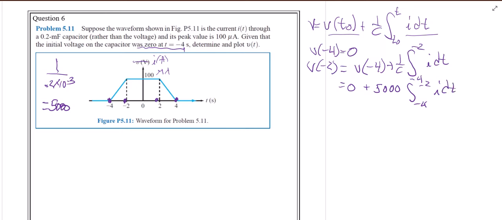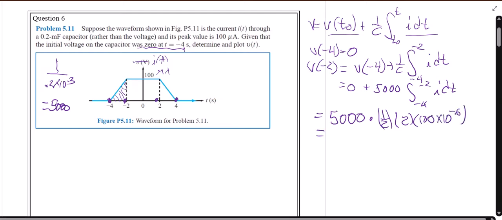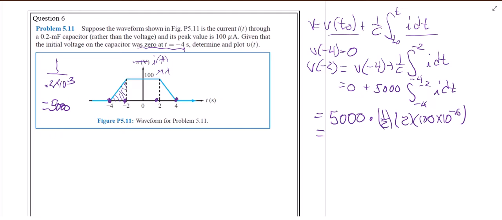Well, integral is just area under the curve. So that would be this area that I'm shading in right there. So that would be 5,000 times 1/2, and the base is 2 seconds, and the height is 100 microamps, so 100 times 10 to the -6. And I have written down here that that is 0.5.